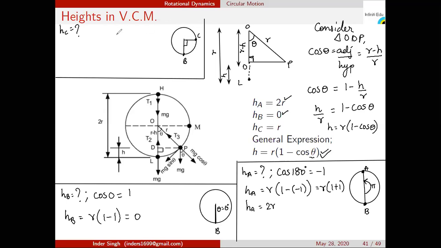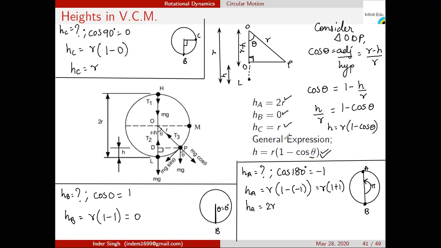So this will be 90 degrees, so cos 90 degrees. Cos 90 degrees is 0. Cos pi by 2 is 0. So what is the value of HC then? HC will be equal to R into 1 minus cos 90, which is 0. So HC will be equal to R.